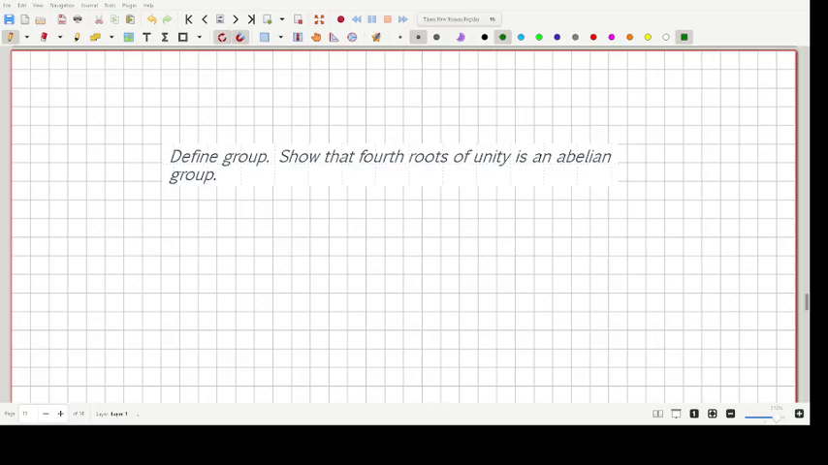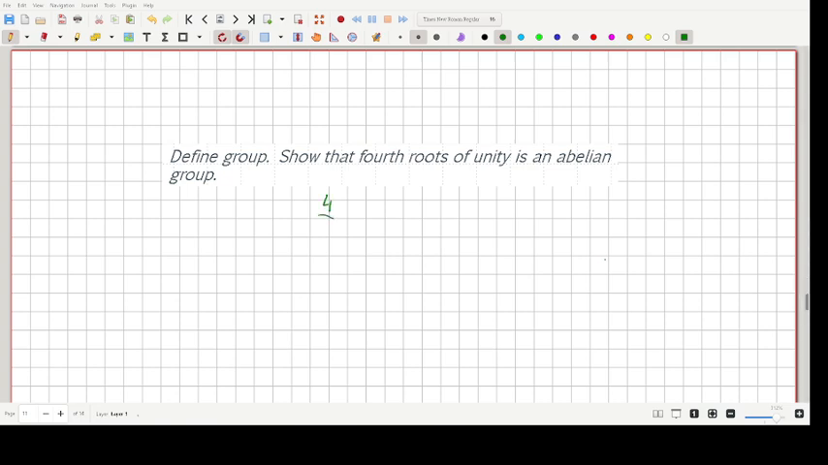And this time we are going to define a group and we are going to show that the fourth roots of unity is indeed an abelian group. Now before going into the details of the solution, let's first identify what the fourth roots of unity are, and then we'll define the group, and then we'll show that the fourth roots of unity is indeed an abelian group.